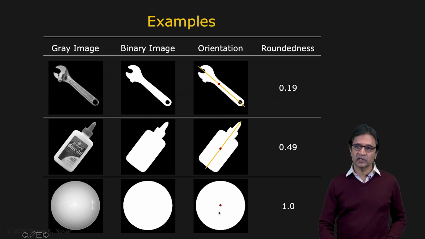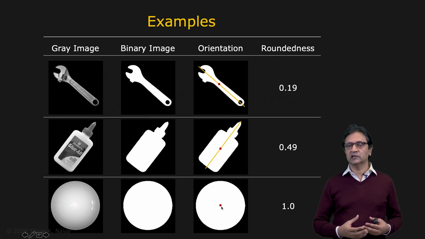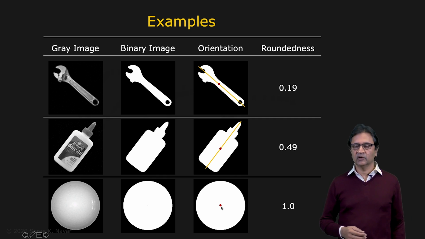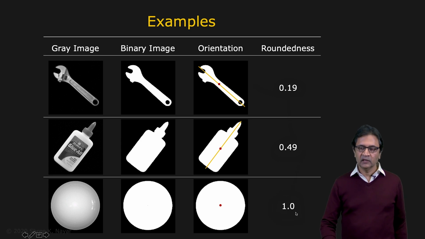And you don't have such an axis in the case of the disk, and the reason is that there is no axis of minimum second moment in this case. Any axis you pick through the center is going to give you the same second moment. In terms of roundedness, this is of course least rounded, a little bit more rounded, and then perfectly rounded. That's 1.